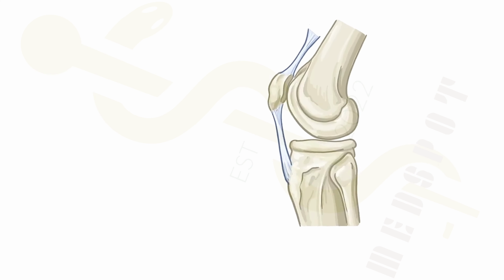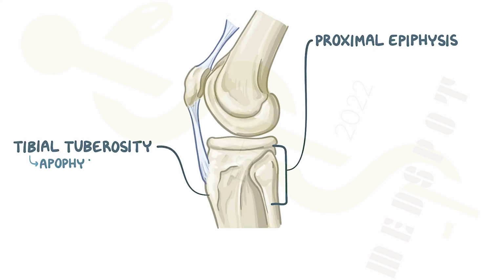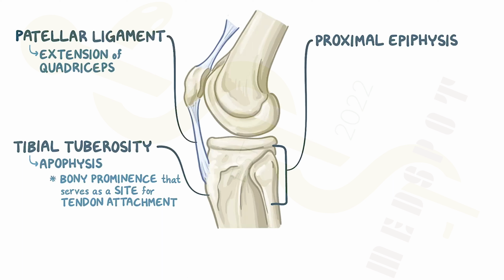So, focusing in on the knee, the proximal epiphysis of the tibia, which is the upper end of the tibia that contributes to the knee joint, has a bony prominence called the tibial tuberosity. This is considered an apophysis, meaning that it's a bony prominence that serves as a site for tendon attachment. The tibial tuberosity specifically serves as an attachment site for the patellar ligament, which is an extension of the quadriceps muscle tendon. When the patellar ligament contracts, it extends the knee.